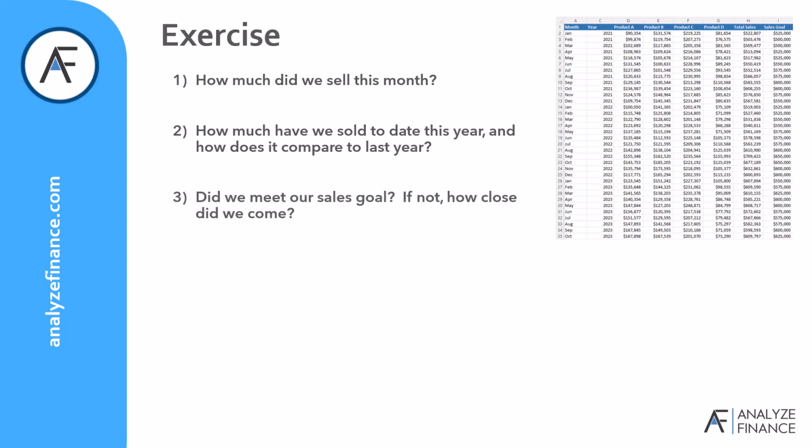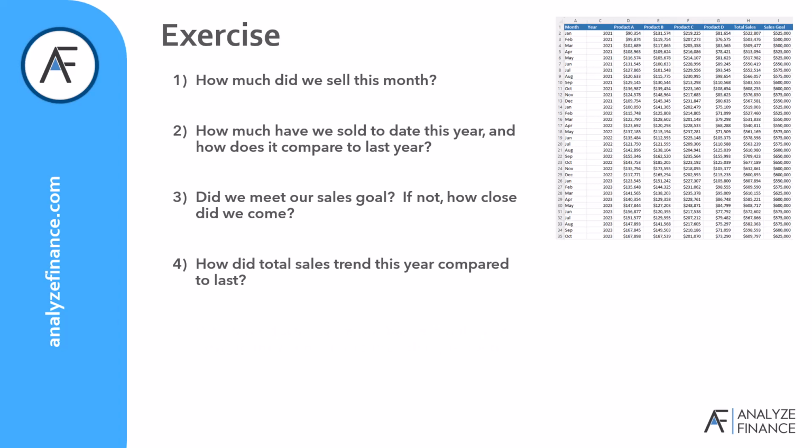Did we meet our sales goal? If you look in the top right corner, column H is total sales, and column I is your sales goal. So did we meet our sales goal? Very simple question. And if not, how close did we come? Question 4 is, how did total sales trend this year compared to last year? If you're a CFO or you work in the financial planning department, you want to understand how sales did this year compared to last year. That's a very important metric that stakeholders want to know.